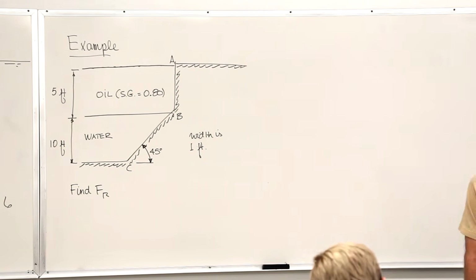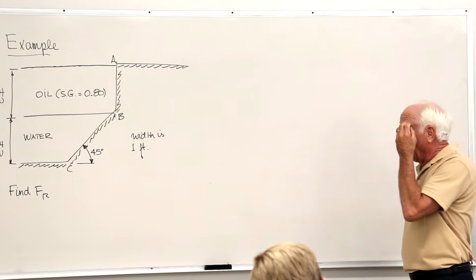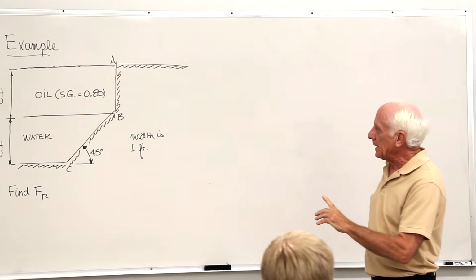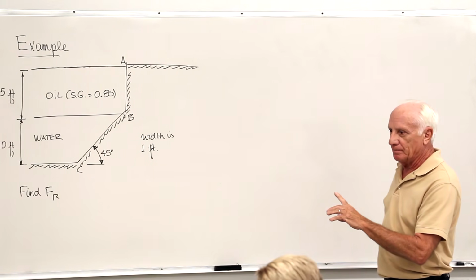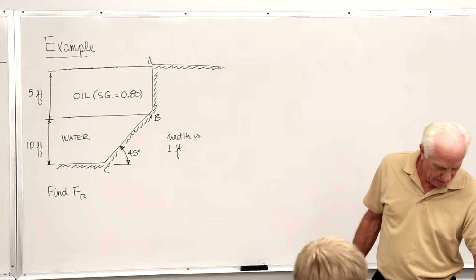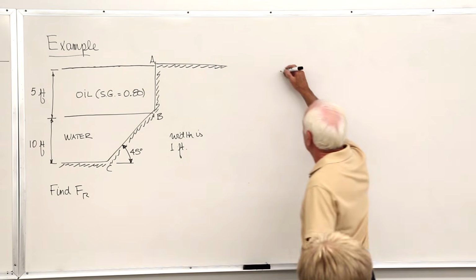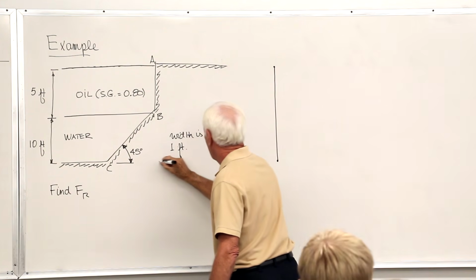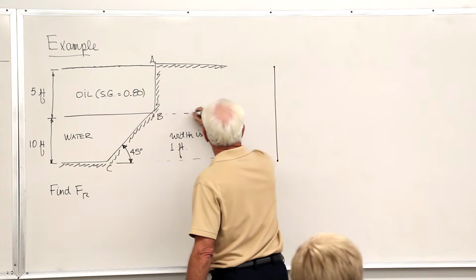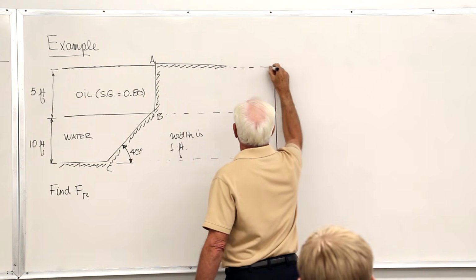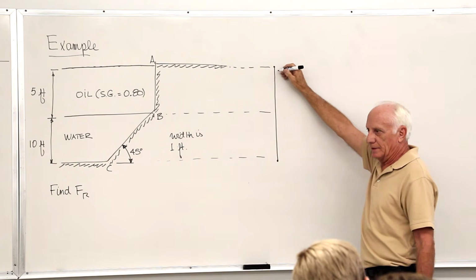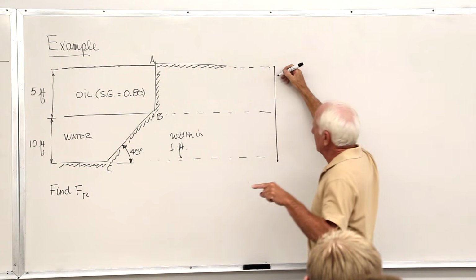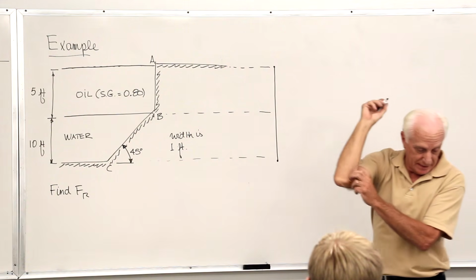Okay, now let's go see what we got here. Okay, get F sub R. I'm going to first of all show you a pressure diagram. So I'm going to go down this fluid from the top to the bottom here. Okay, at the top the pressure is 0 gauge. As we go down in the oil, the pressure gets bigger linearly.